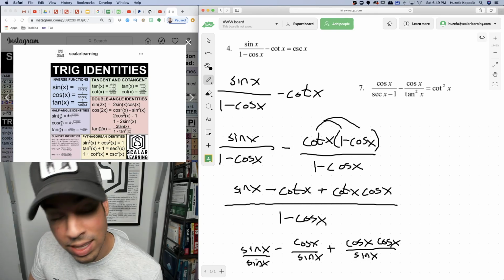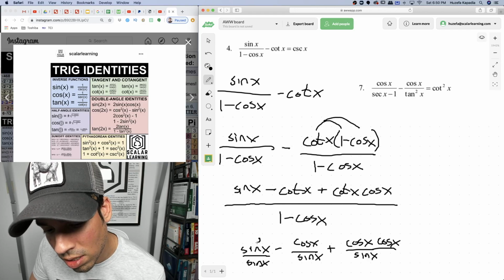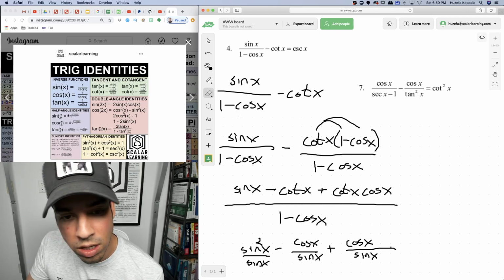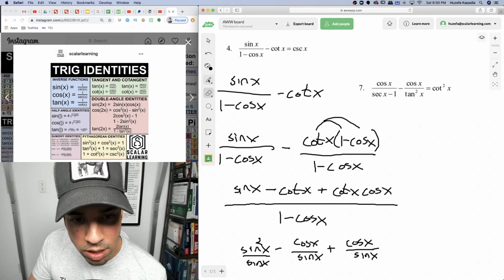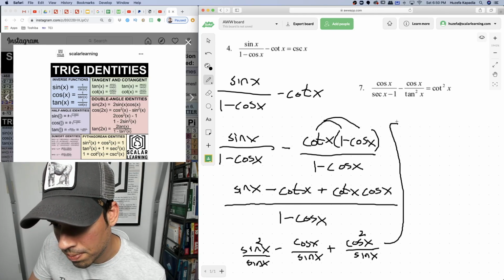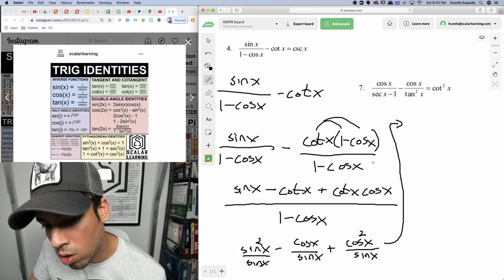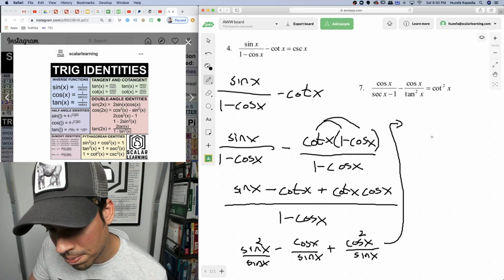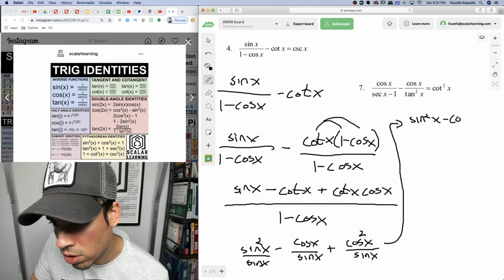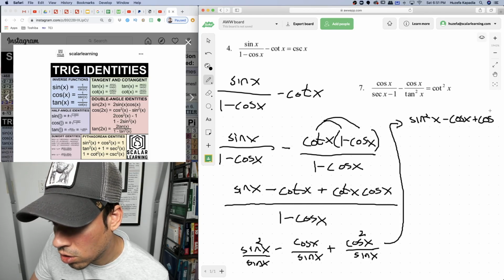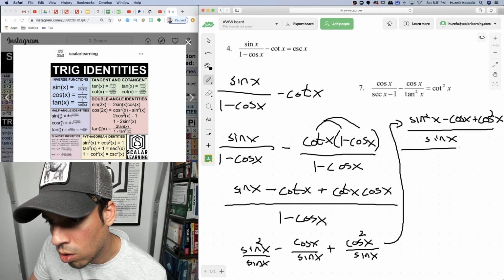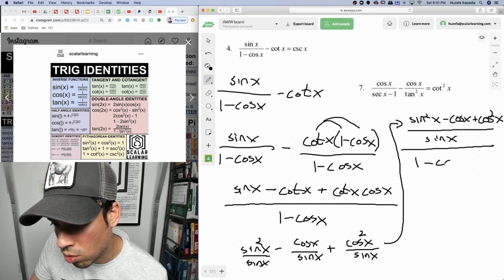We're multiplying like that was a 1, right? Multiply by sine of x on top, so that becomes sine squared x, right? And we can represent this cosine times cosine as cosine squared x. Okay, now we've got a really cool thing. So we're going to put it all over still 1 minus cosine of x. So now I have sine squared x minus cosine of x plus cosine squared of x over sine of x, all over 1 minus cosine of x.